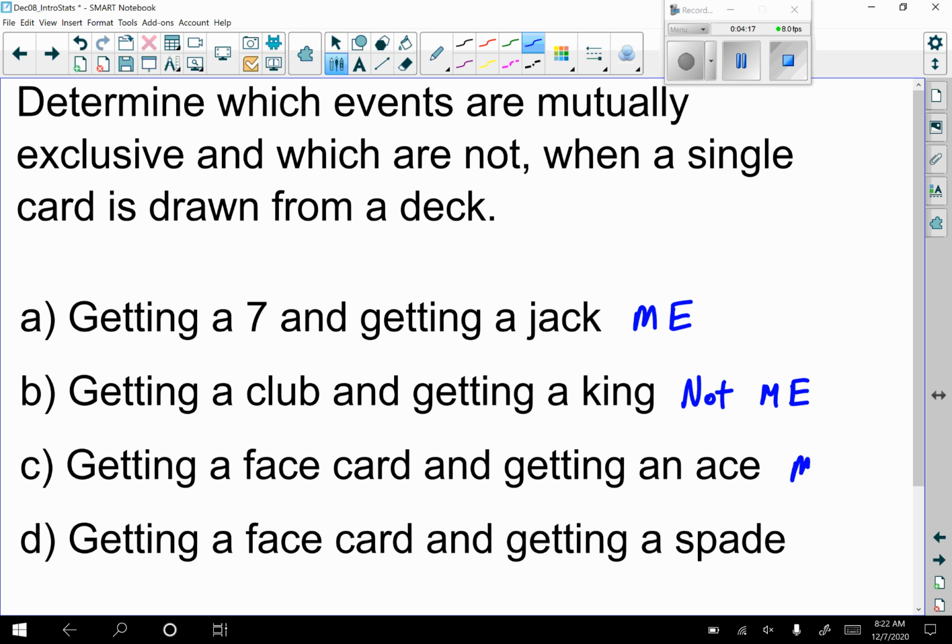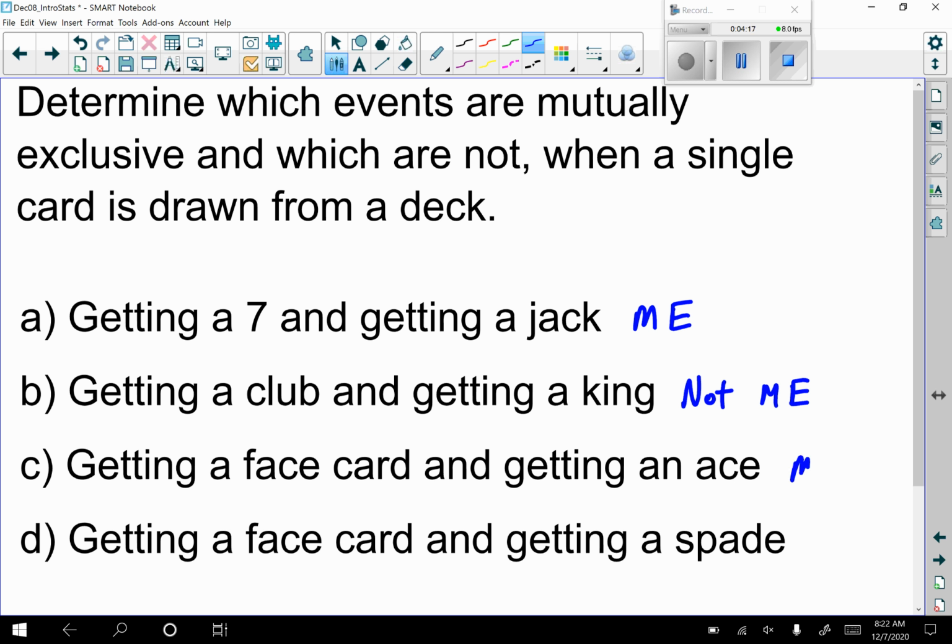So mutually exclusive is when it's unique. They have no outcomes in common. You have one card separate from another. They cannot be on the same card, at least in this case with drawing a card from a deck of cards. There are going to be other examples where we look at this identification as well.